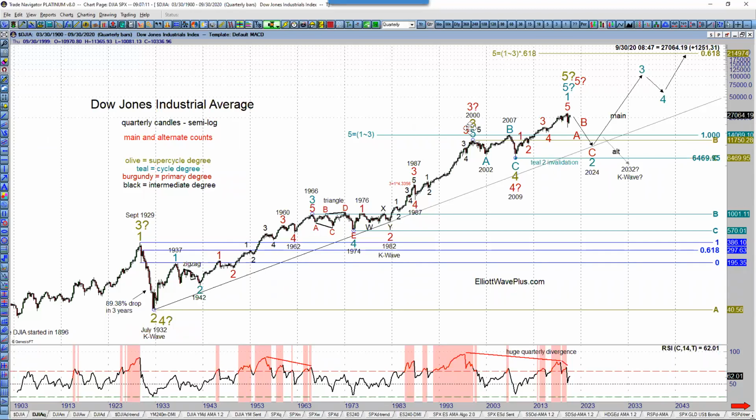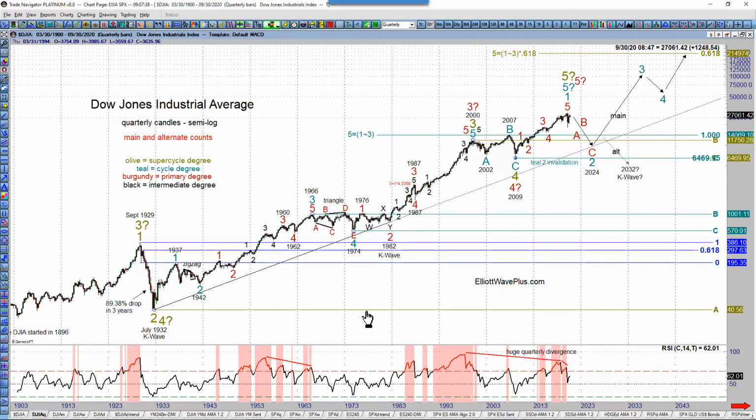A wave 3 at super cycle degree, that's that olive color, at the 2000 high, wave 4, super cycle wave 4 at the 2009 low, and then a 5-wave up structure, either complete or very nearly complete up from that 2009 low. Now, you might look at this, there's a lot of information on here. There's Fibonacci targets and things.